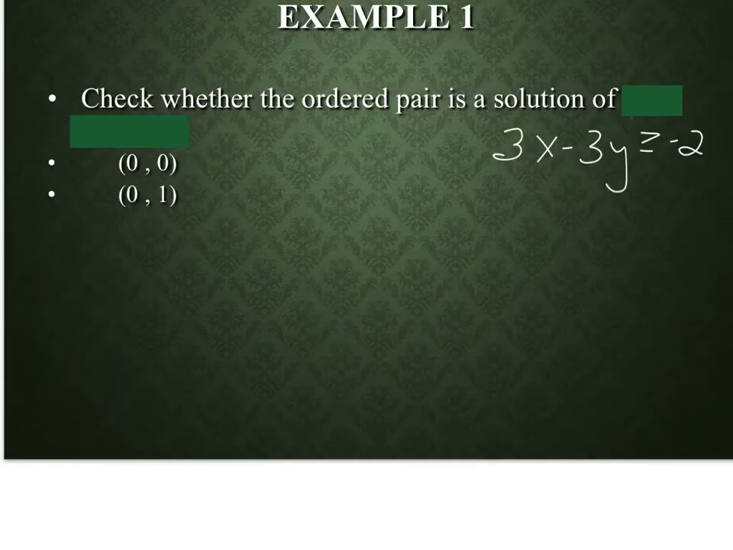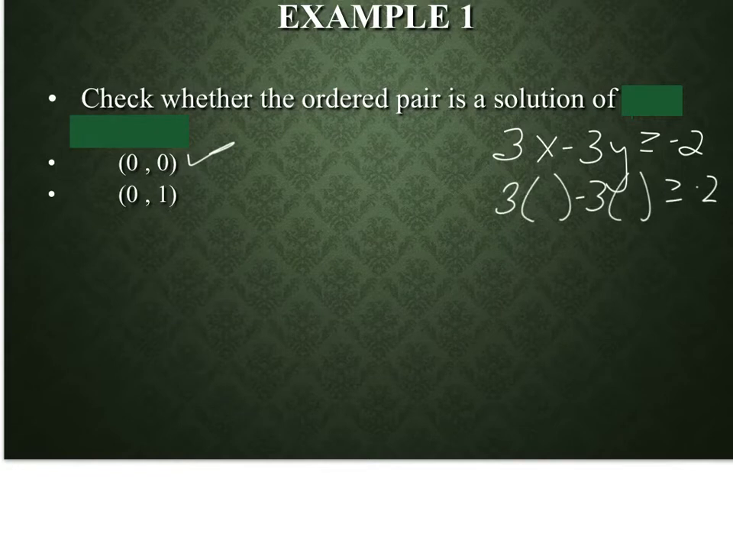To check whether the ordered pair is the solution of this equation, 3x minus 3y is greater than or equal to negative 2, you simply put the points in. So 3 times the x value minus 3 times the y value is greater than or equal to negative 2. Well, for the first one, we have a 0 and a 0. So 0 minus 0 greater than or equal to negative 2. Well, 0 is greater than or equal to negative 2, so yes, that is a true statement.